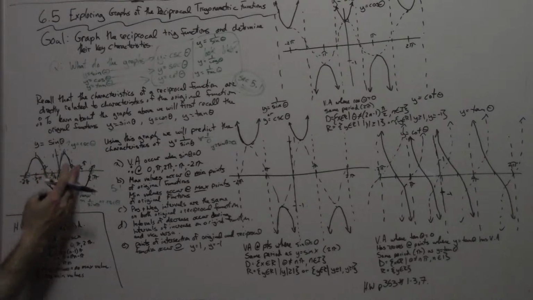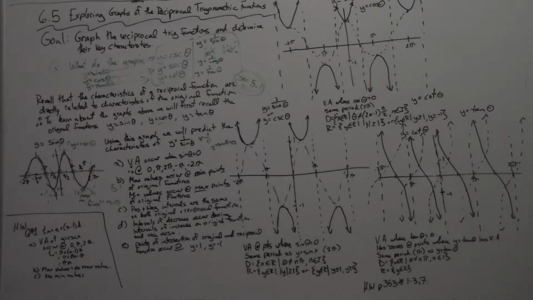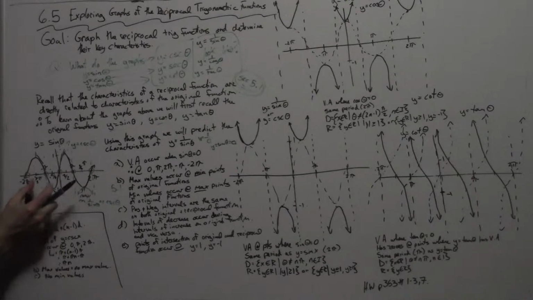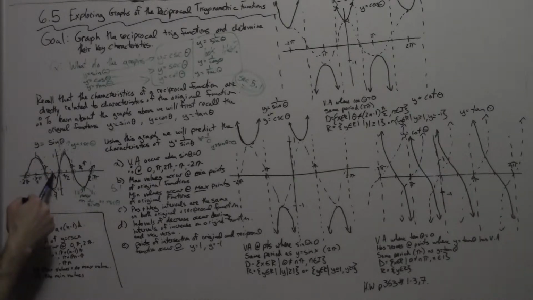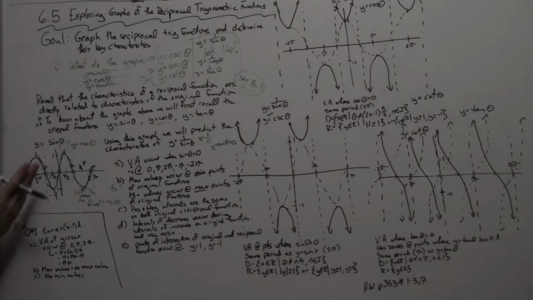Okay, so the opposite is going to occur on the reciprocal function. In that particular area of x values between negative 3 over 2 pi and negative pi over 2, we're going to have increasing. Remember, always reading from left to right.